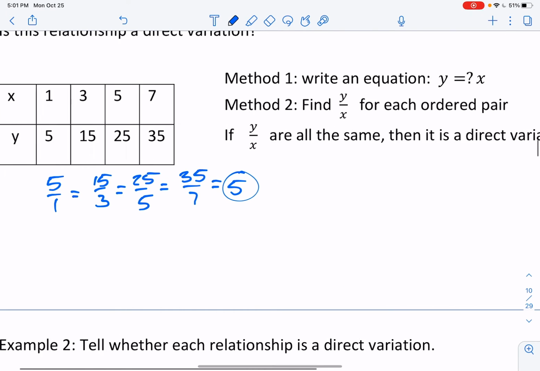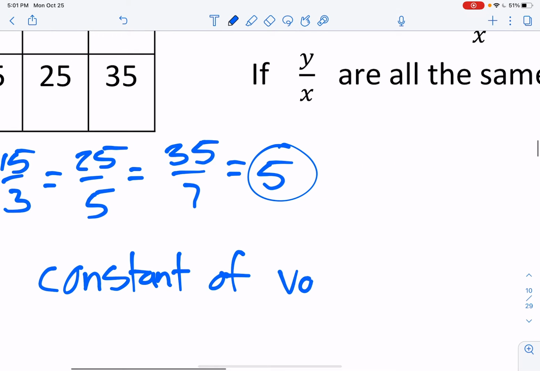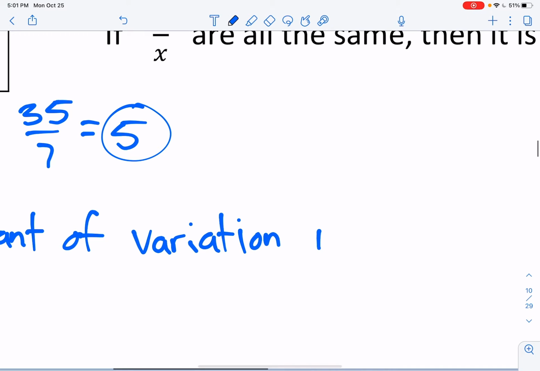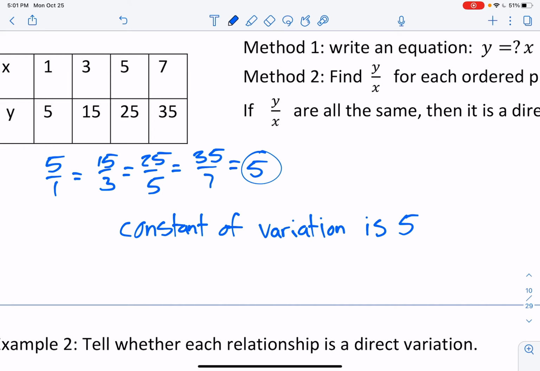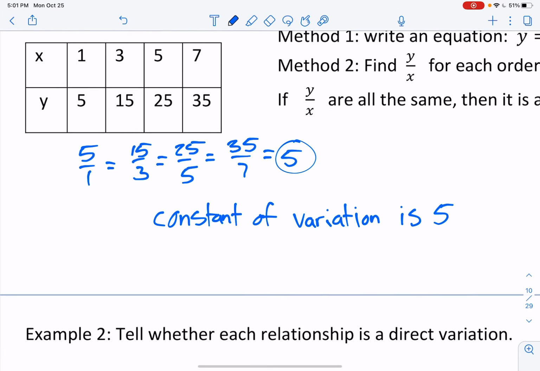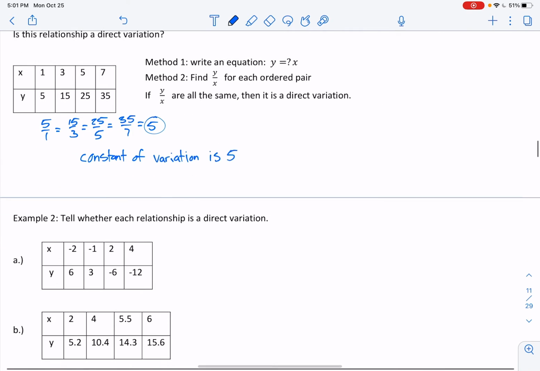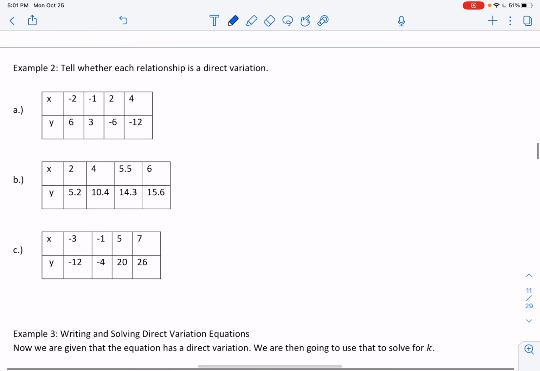So the constant of variation is 5 for that one. But they all have to be the same. If one of those was 4, that's not a direct variation. They all have to be the same. So for 6 through 10 on your homework, it'll look like these.